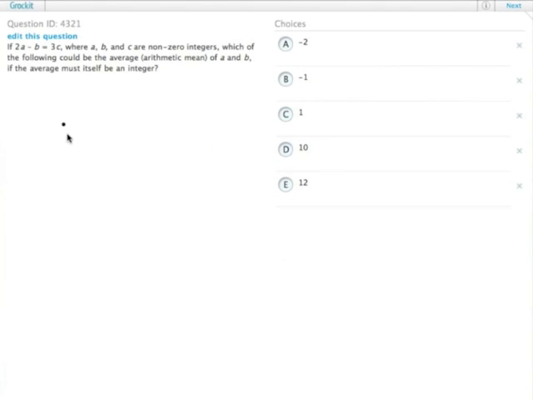So we're looking for which one of these could be the average of A and B. Remember that the average of A and B is (A plus B) divided by 2. That equals their average. Which also tells us, just in case we end up needing it, that A plus B equals 2 times their average.